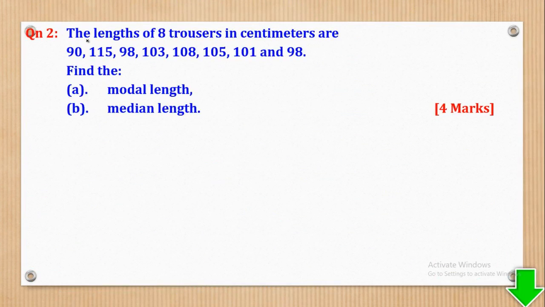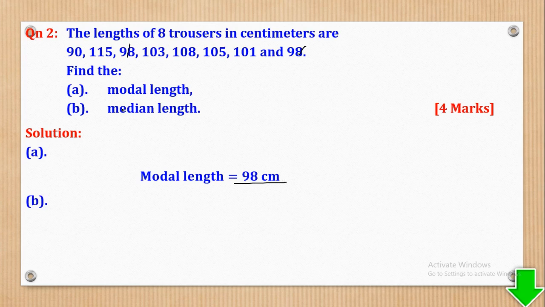So now we shall go to question 2. Question 2 says that the lengths of 8 trousers in centimeters are as given. Find the modal length, and part B, the median length. So remember, modal length is the length which appears more. So in this case, you realize that 98 appears twice, but the rest appear once. Therefore, 98 is the modal length. When you go to the median, you have to first arrange in ascending order.